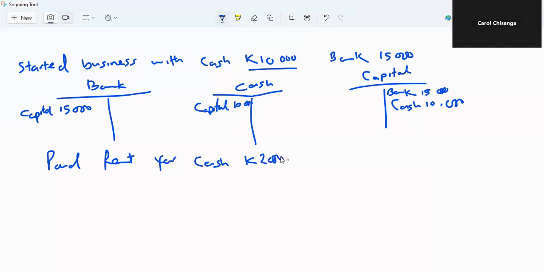Because rent is an expense account, we're going to debit it. And cash is giving out, it's reducing, so we're going to credit it. Okay? Are we together so far?